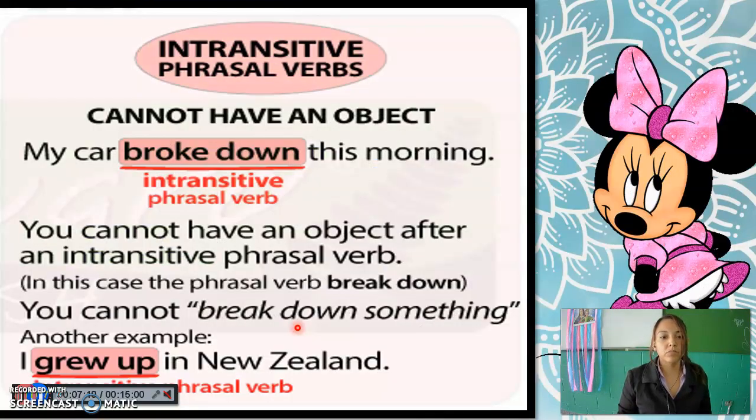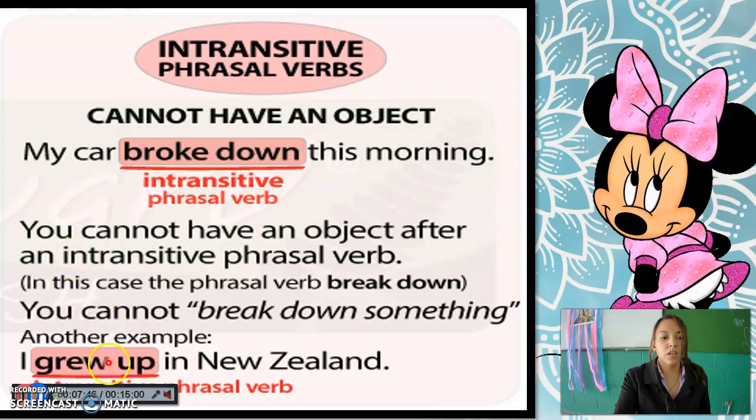Okay, that's it. Then we have the intransitive phrasal verbs, and the intransitive phrasal verbs cannot have an object. For example, my car broke down this morning. Intransitive phrasal verbs don't need an object, don't need a direct object. You can just say, I wake up. Okay, I wake up early. But early is not a direct object.